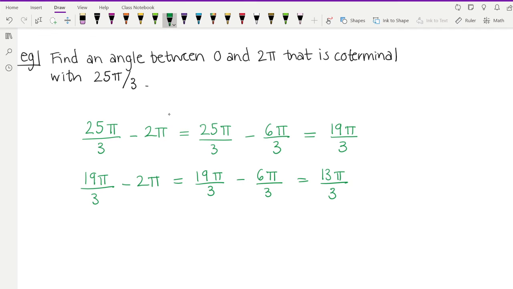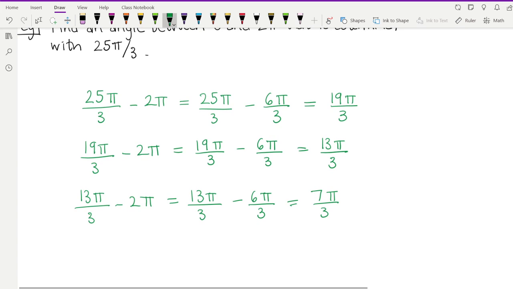We can subtract out 2 pi again. So this will give us 13 pi over 3 minus 6 pi over 3. And so this time we're left with 7 pi over 3. And this is starting to feel like it might be between 0 and 2 pi, right? But it's actually not, because again, using that same idea, thinking of this as 7 thirds times pi, 7 over 3 is still more than 2, right? So 7 thirds pi is still more than 2 pi. And so we still have to do this one more time.